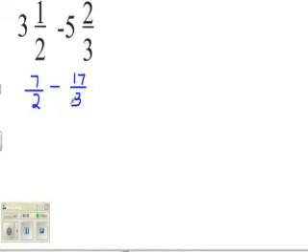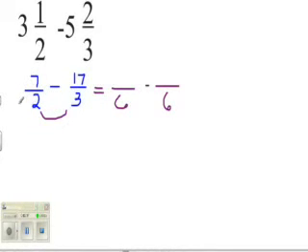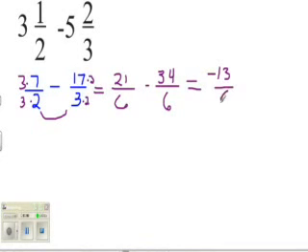But you need a common denominator, and there's no common factors with 2 or 3, 2 and 3. And so the smallest common denominator is going to be a 6. And we multiplied the 2 by 3, so we do the same to the 7. We multiplied the 3 by 2, so we do the same to the 17. And we get 21 and 34. Taking the difference between 21 and 34, we get 13/6, and they're negative.